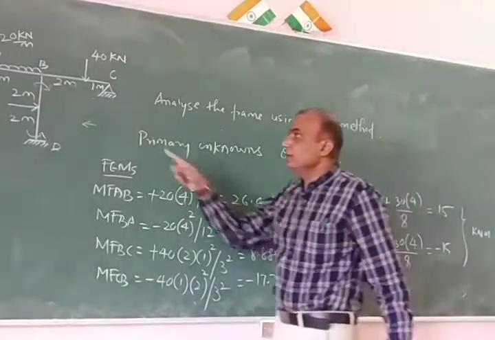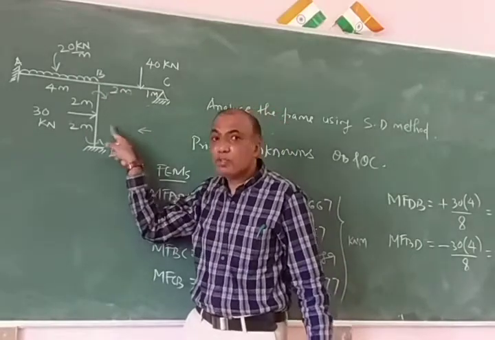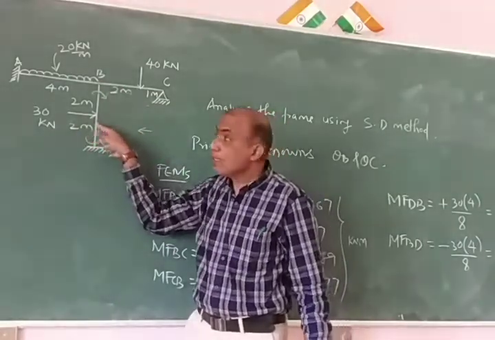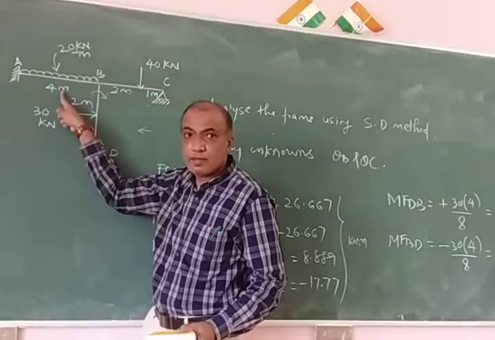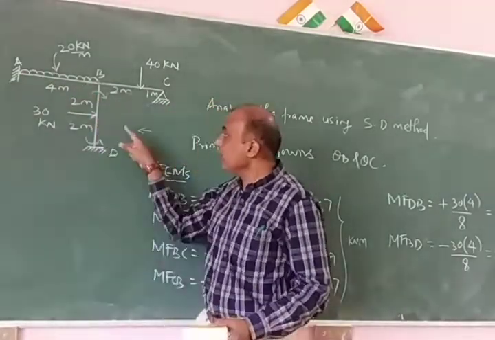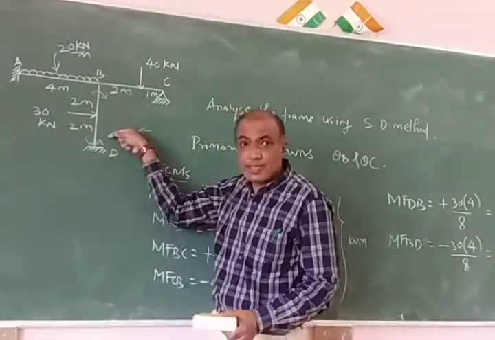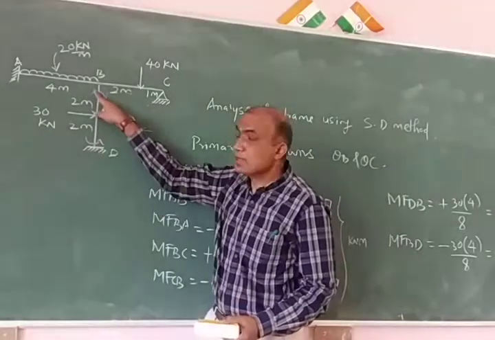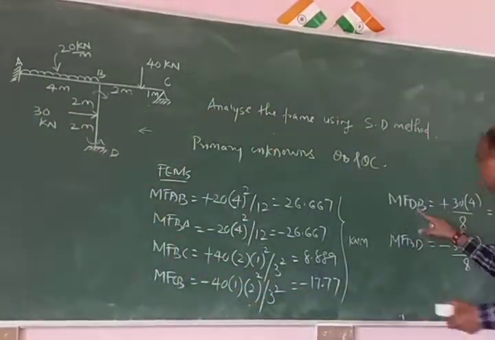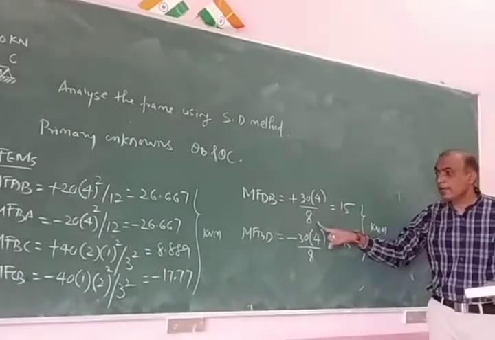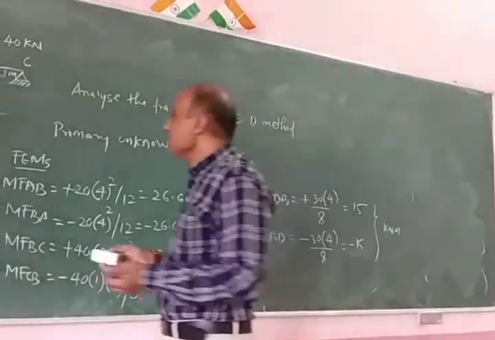Now once again I will explain why MFDB is positive and MFBD is negative. You have to have your vision in the direction opposite to the load. You can see here the load is acting from top to bottom, your vision is like this. This becomes left hand, this becomes right hand. Similarly, the load is acting from left to right, your vision is in the opposite direction to the load. So this becomes left hand and this becomes right hand. For left hand anti-clockwise is positive, and that is why MFDB is plus 30 into 4 by 8 and MFBD is clockwise, minus 30 into 4 by 8, that is minus 15. So these are the fixed end moments.